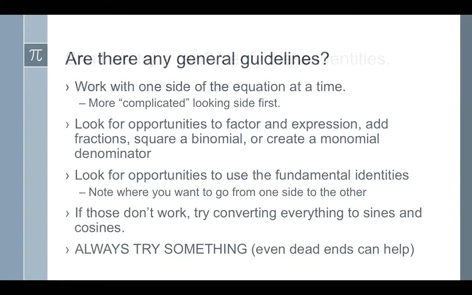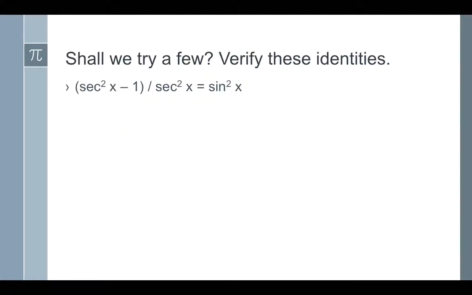All right, so let's take a look at a few examples. This first one is secant squared x minus 1 all over secant squared x equals sine squared x. So I'm going to look at the left side of this equal sign because it seems more complicated than sine of x, and I hope to be able to get it down to sine squared of x.